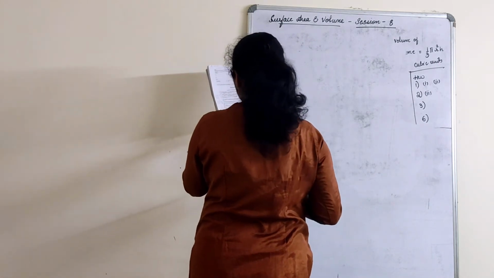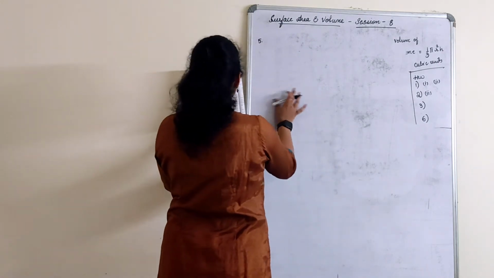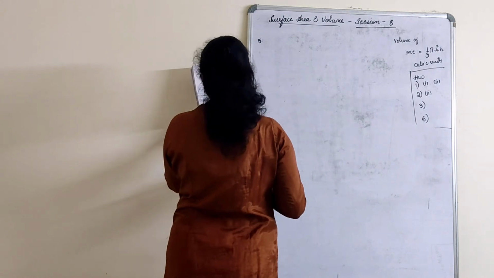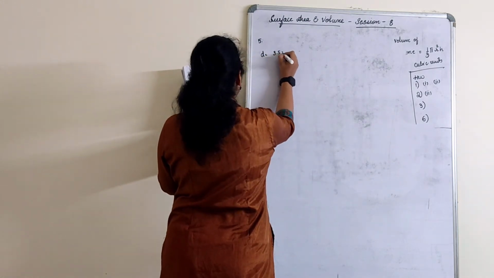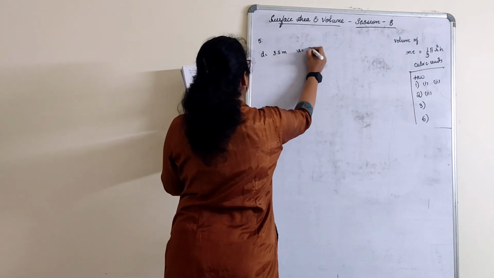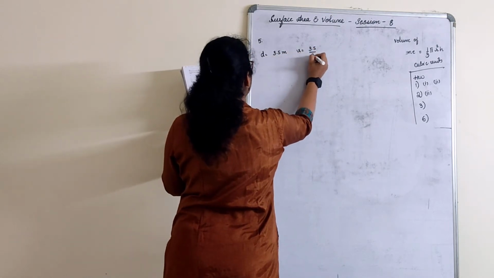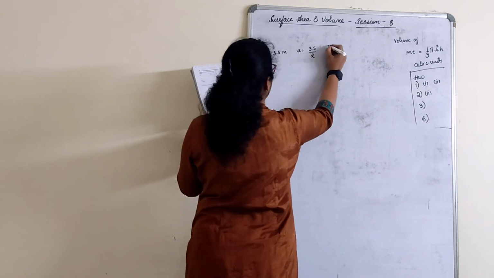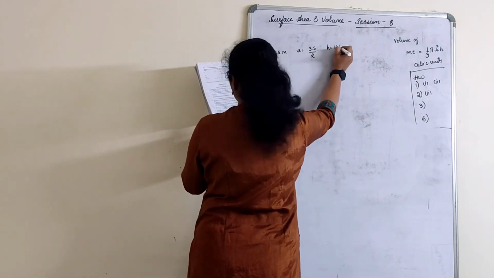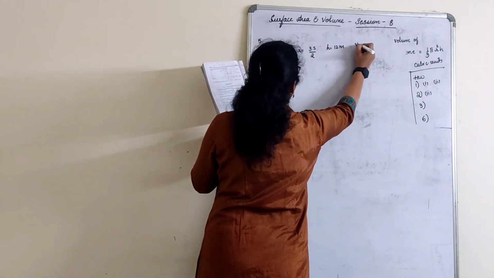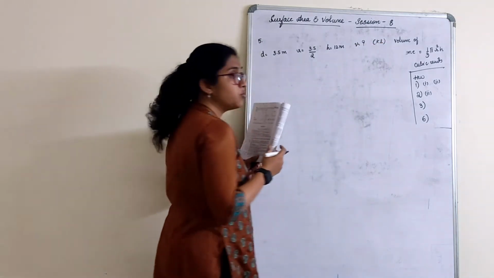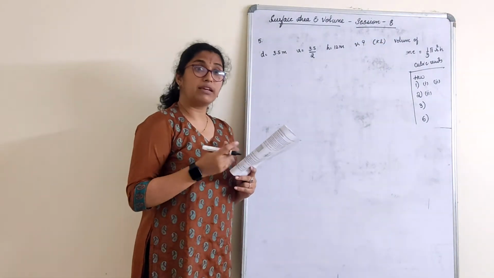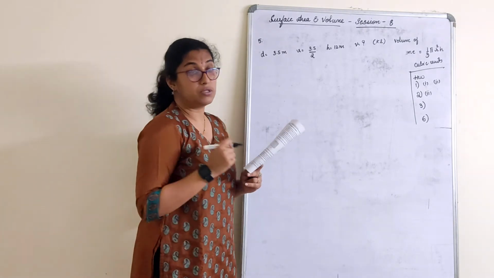A conical pit of top diameter 3.5 meter, whose radius is equal to 3.5 by 2, is 12 meter deep. H is equal to 12 meter. What is the capacity in terms of kiloliters? So liters is understood. Now kiloliters is in terms of again 1000.